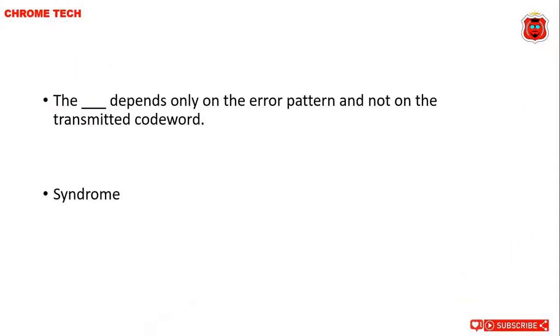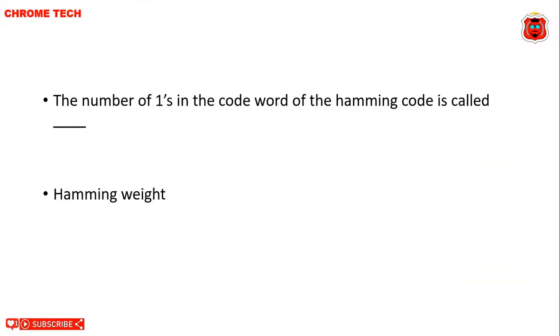Next question. The dash depends only on the error pattern and not on the transmitted code word. Syndrome is the correct answer. Syndrome depends only on the error pattern. The number of ones in the code word of the Hamming code is called dash. Hamming weight. Hamming weight is the correct answer.